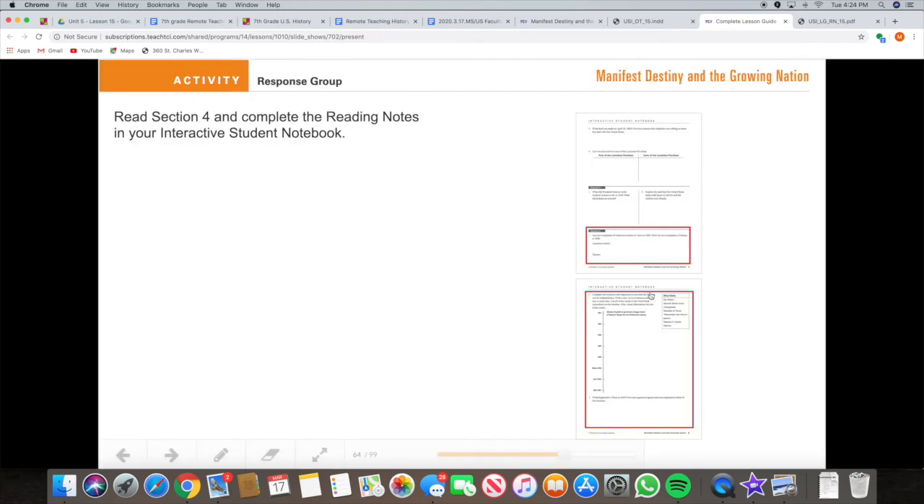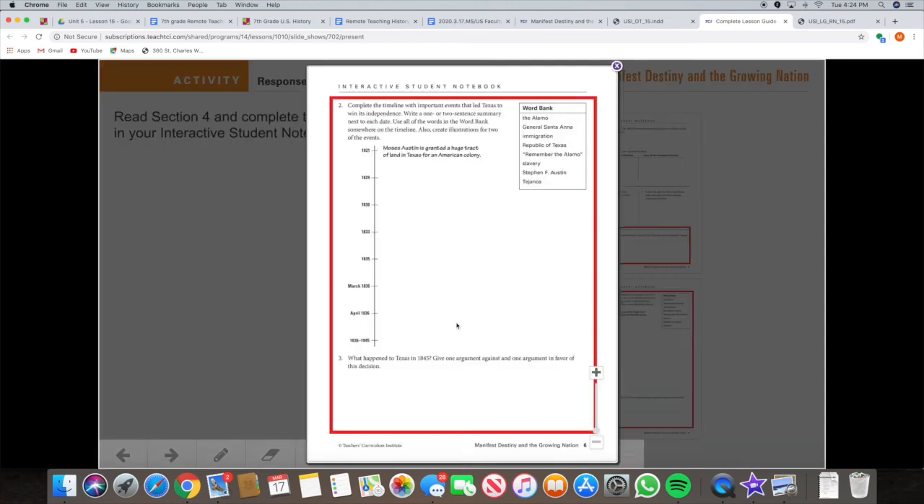Good. Then we're going to look at this timeline. On page 143 in your interactive notebook, you have a word bank. So go ahead and complete the timeline with the important events that led Texas to win its independence. Write a one or two sentence summary next to each date. Use all of the words in the word bank somewhere on the timeline. Also create illustrations for two of the events. Okay, guys, again, you are going to turn these pages in to me, so make sure I can read it. Also make sure it's in complete sentences.